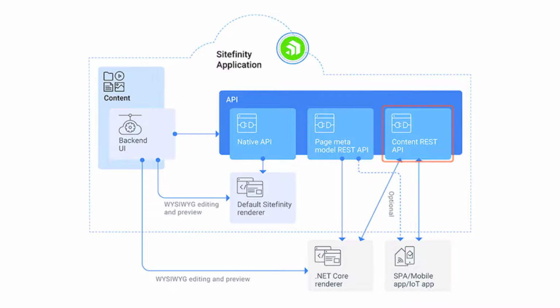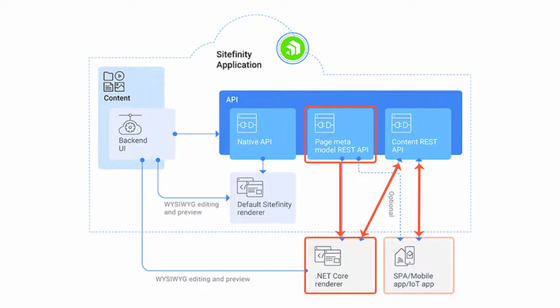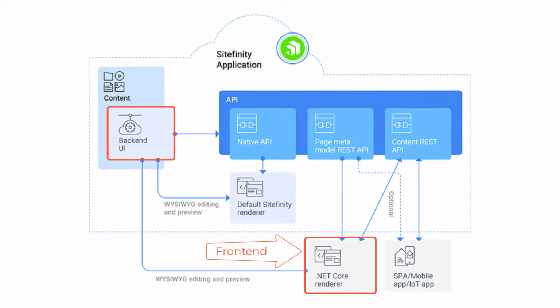So what really made .NET Core possible is this Page Meta Model API. Now, this API abstracts the page data, and it allows other applications to understand the content and the structure of a page. And because of this API, it's allowed the separation of the front end and the back end.